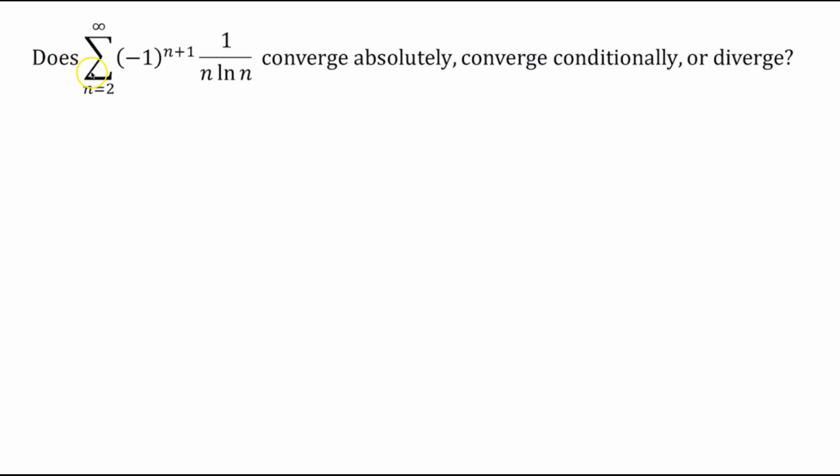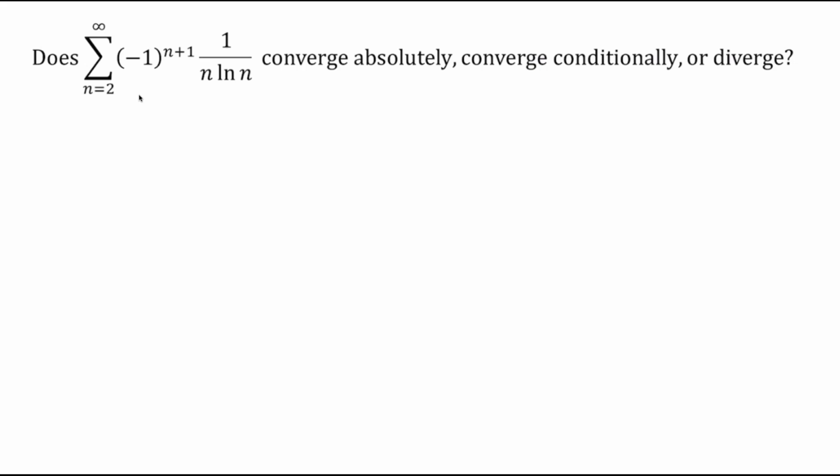Here we're being asked, does the sum of n equals 2 to infinity of negative 1 raised to the n plus 1 times 1 over n times natural log n converge absolutely, converge conditionally, or diverge? Now, based on what we just learned, it'd be really nice if we could use a ratio or root test, but unfortunately, those are not going to work. So we have to just move forward and check whether or not the sum of the absolute value of the general term converges or diverges.